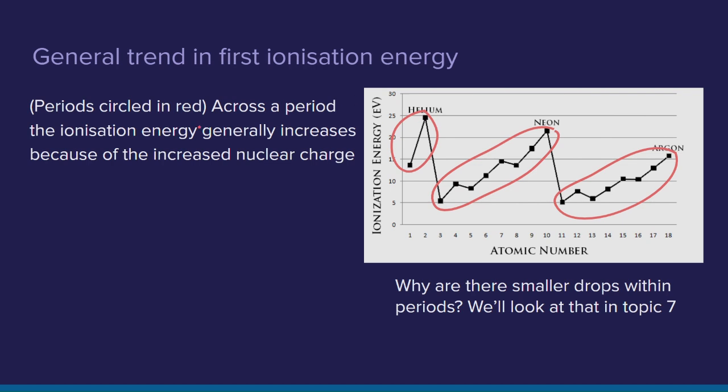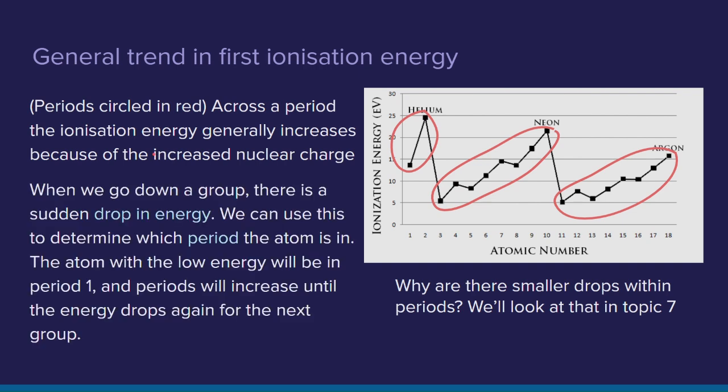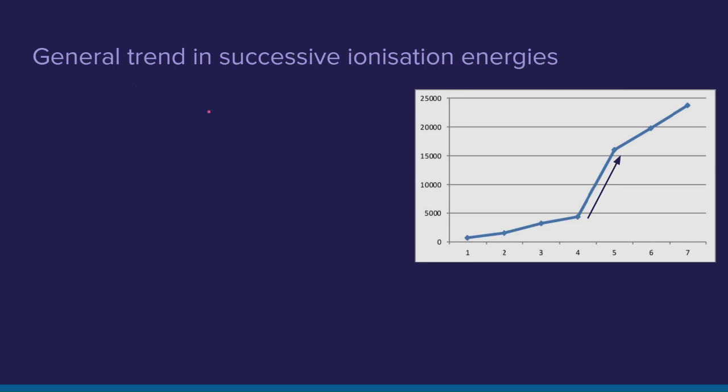I've circled the periods in red. Across the periods, the ionization energy generally increases because of the increased nuclear charge. When we go down the group, there's a sudden drop in energy, and we can use this to determine which period the atom is in. The atom with the low energy will be in period 1, and the periods will increase until the energy drops again for the next group. You can see that here. And you can see that there are smaller drops within periods, like it goes up, down, up, down, up, and we'll look at that in a few topics' time.